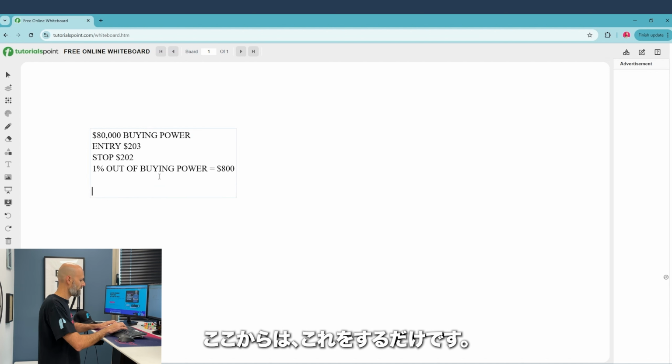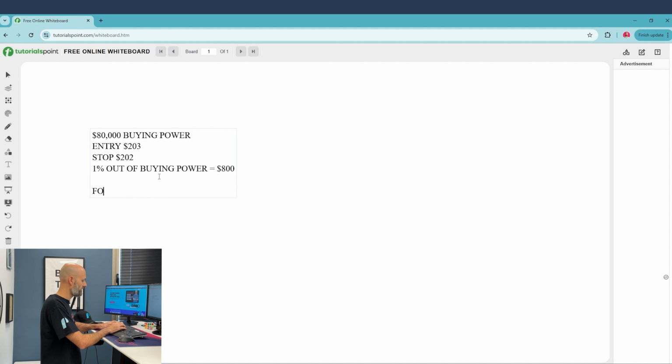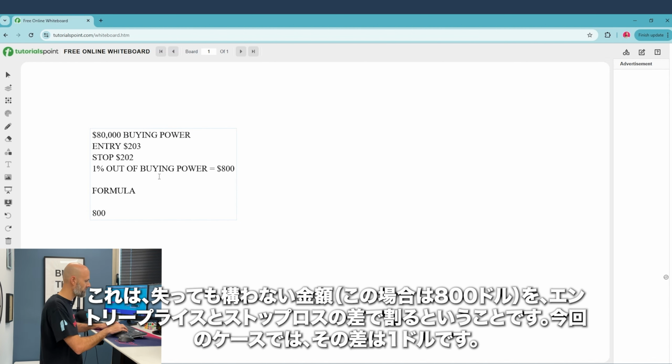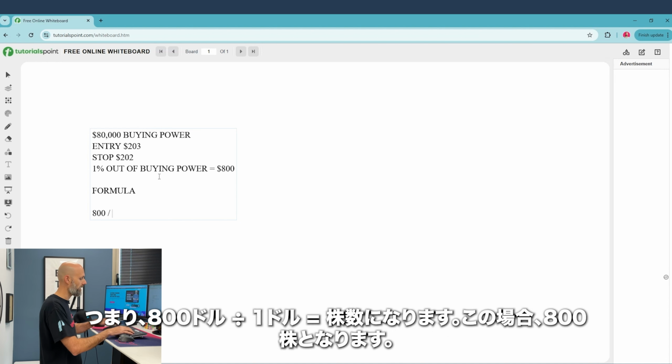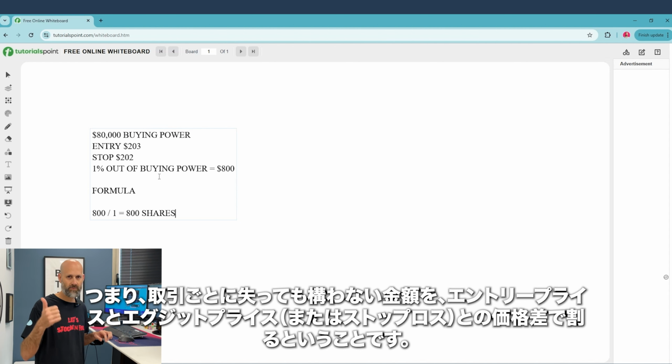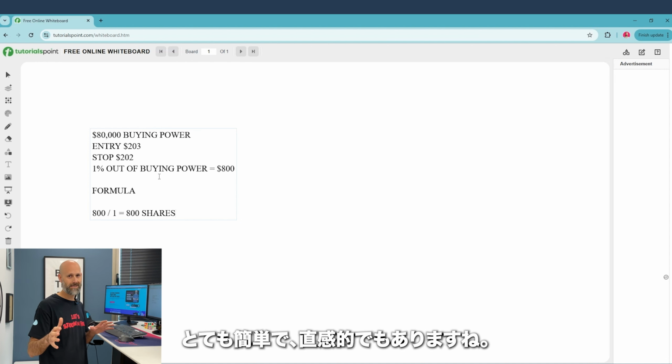From here, all you got to do is use this formula. You're basically dividing 800, that's the dollar amount you're willing to lose, by the difference between the entry price and the stop loss, which is in this case $1. So 800 divided by $1 equals the number of shares. In this case, 800 shares that you need to buy. Simply as that. So the dollar amount you're willing to lose per trade divided by the difference between the entry and the exit price. Very easy and very intuitive as well.